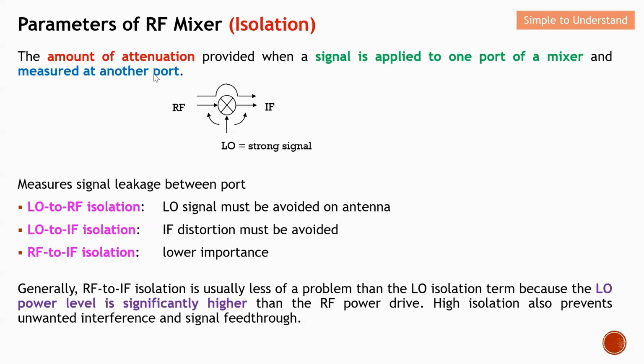of isolation. Just imagine this, when I apply a very strong signal at the LO, it may lead to the RF, it may also lead to the IF. So this is what we know as LO to RF isolation, which means that if I put a very strong signal at the LO, it may leak to the RF, which means that the LO signal must be prevented from appearing on the antenna at the RF.